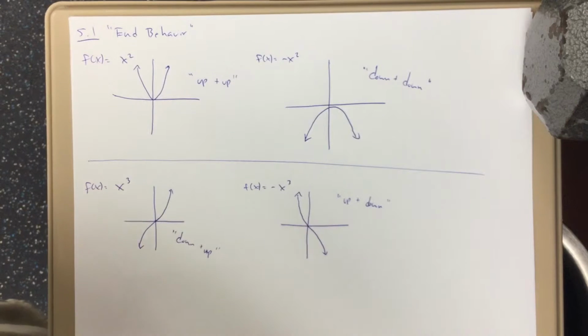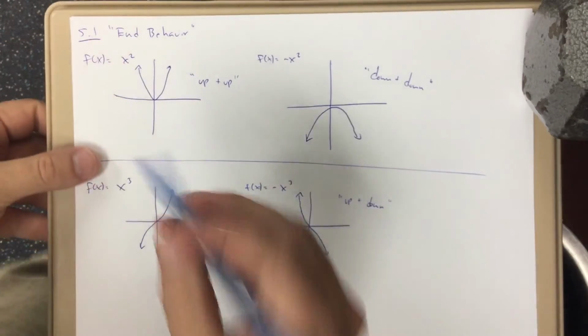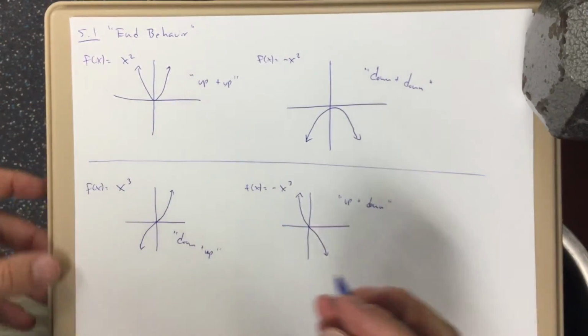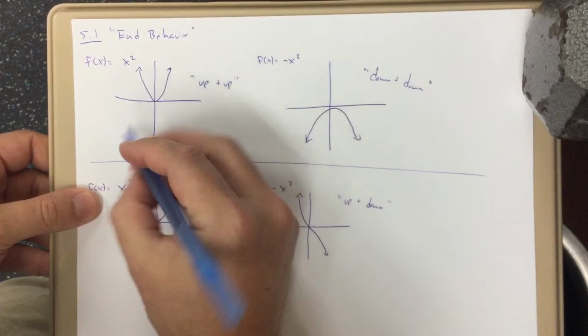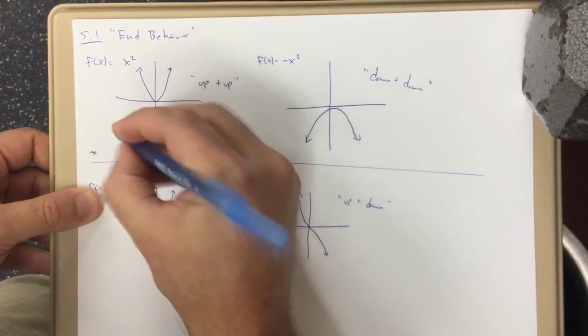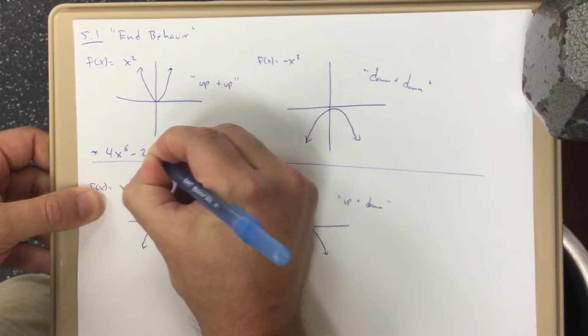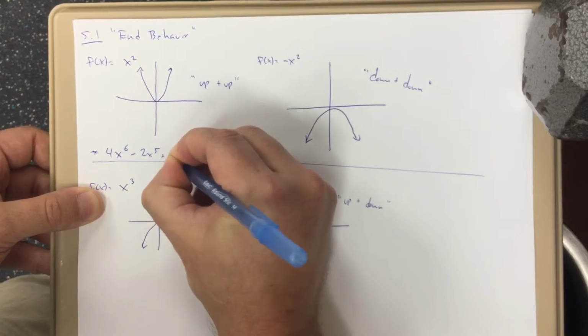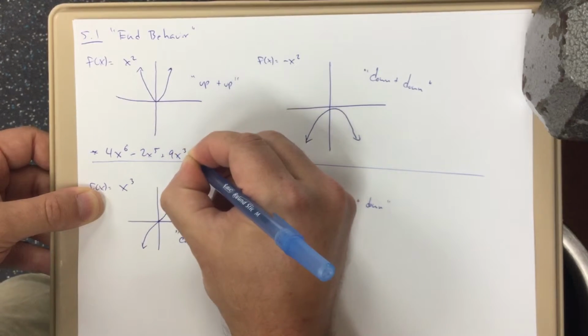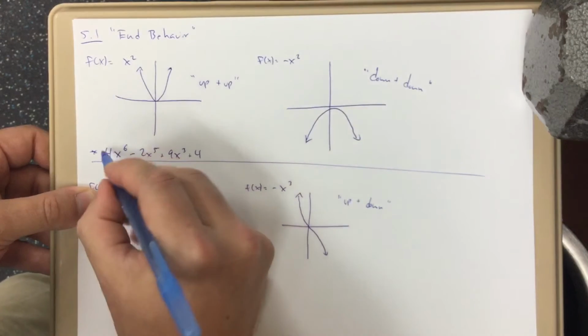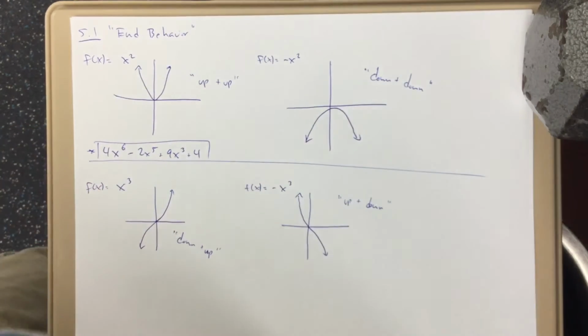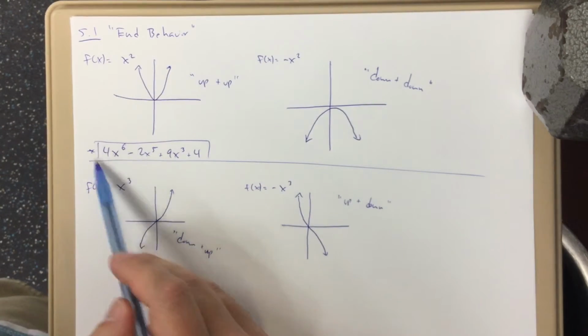So the graph of like an x to the fourth times whatever it is, doesn't really matter. We just look at the first term. So for example, if we had something like 4x to the sixth minus 2x to the fifth plus 9x to the third plus 4. If this was our function right here, we look at this first term, it's an x to the sixth.